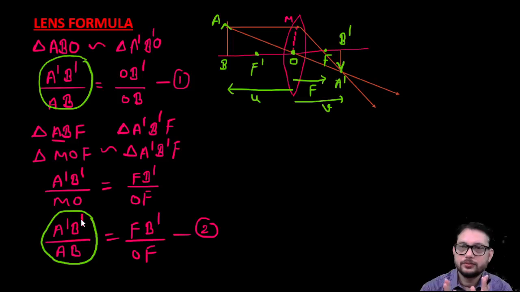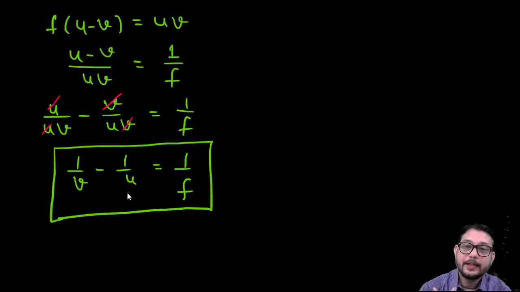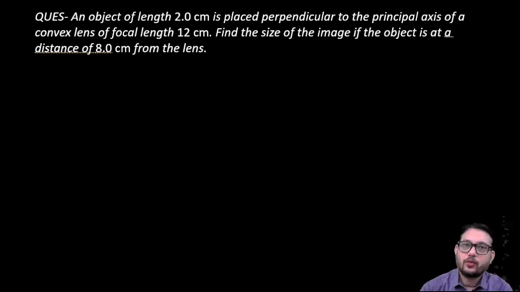Okay, so what next now? You put in the values, solve it, and get the final result. Now this is your question. In this question it is given that an object of length 2 cm is placed perpendicular to the principal axis of a convex lens of focal length 12 cm.